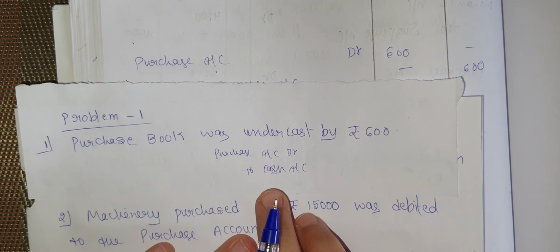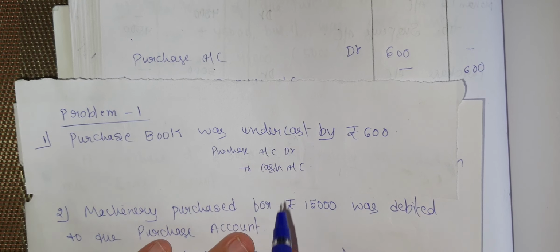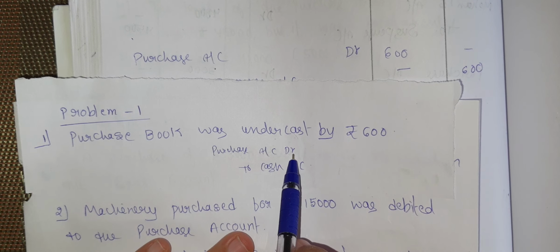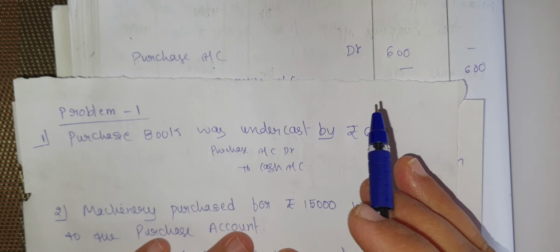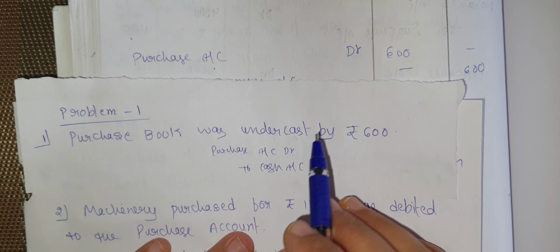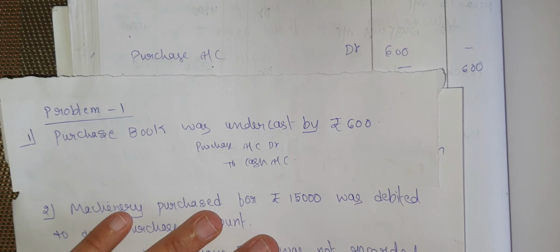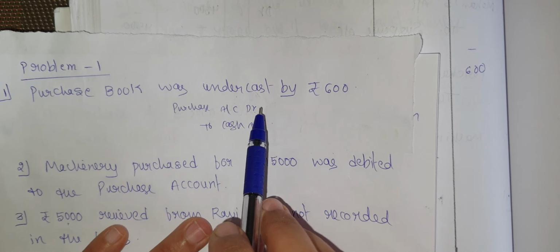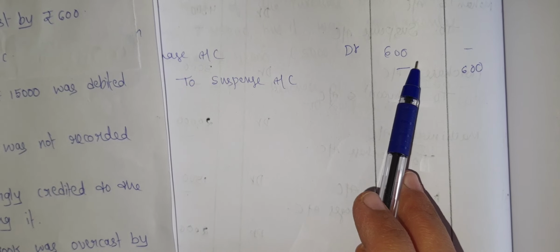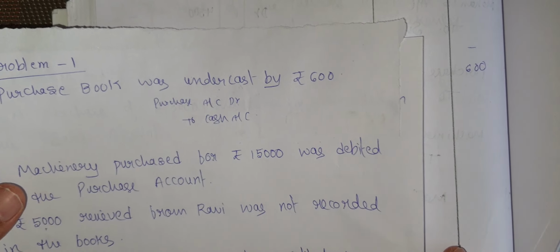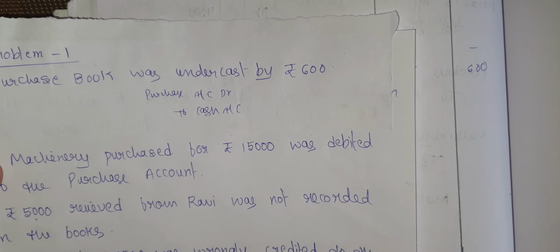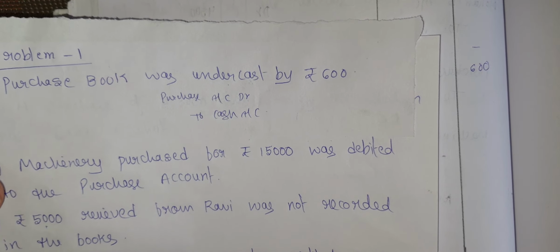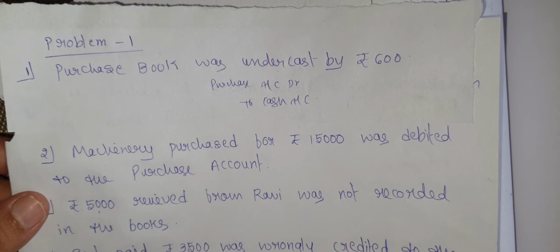But in the case of rectification, what we have to write? In the case of undercast, purchase account, we need to debit, and in the rectification entry also, in the case of undercast, we need to debit the purchase account and credit the suspense account. Okay? This is the rule. Purchase account debtor to suspense account. That is the rectification entry. And write down the narration: being purchase book that it was undercast by rupees 600, that is rectified. Okay, this is the narration.